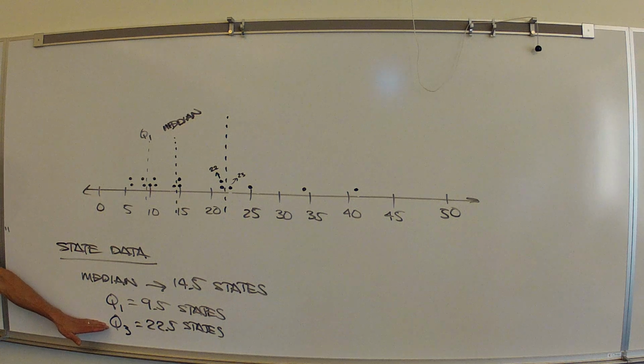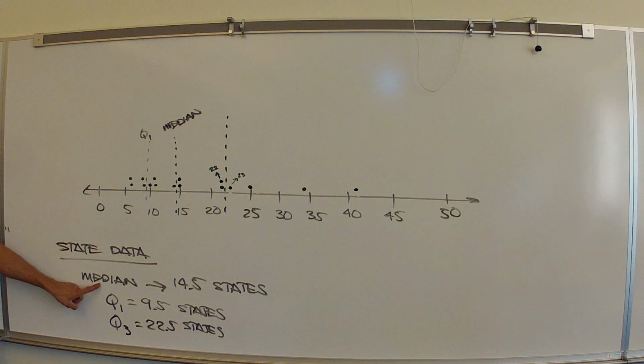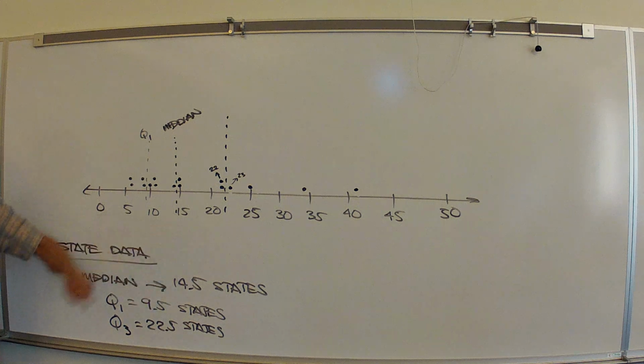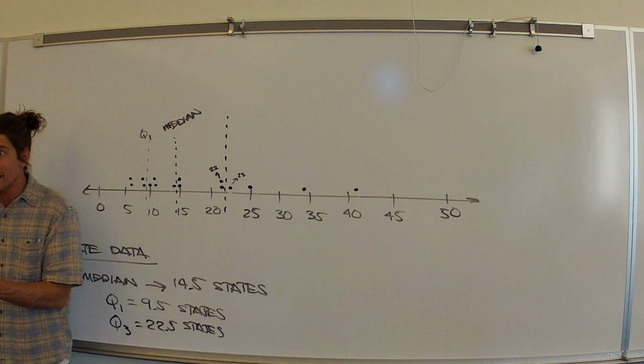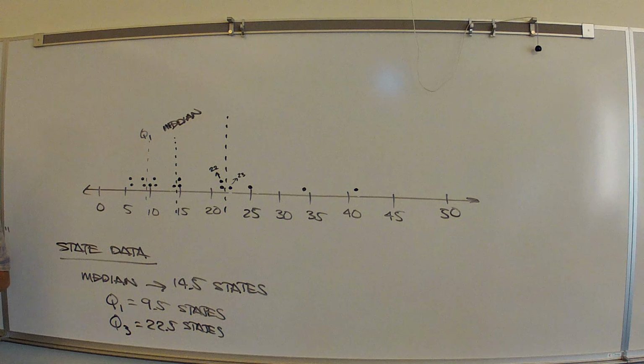75% of students have been to fewer than 22.5 states. 25% have been to more. Half of students have been to fewer than 14.5 states, and half have been to more. All you're doing is placing these sliding dividers in your data set, which adds up to 100%, and giving it a reference point to above or below. That's honestly all they do.